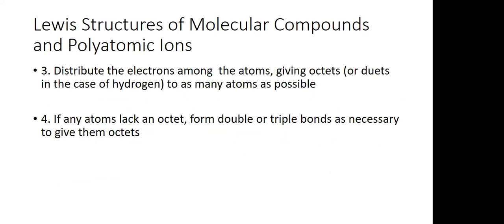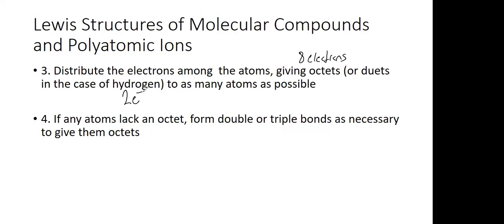When deciding where electrons go, you have to give octets to as many atoms as possible. There are some circumstances where atoms don't get a full octet. And remember, when I say the word octet, I mean 8 electrons. There are circumstances where that happens, but it's rare. Most of the time, you want to give atoms full octets. Hydrogens get duets, meaning hydrogens only need 2 electrons. Every other atom needs 8 electrons.